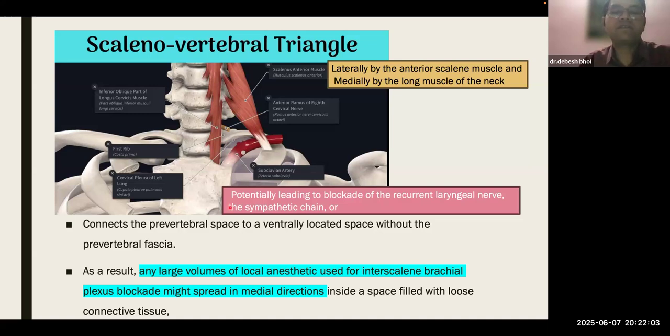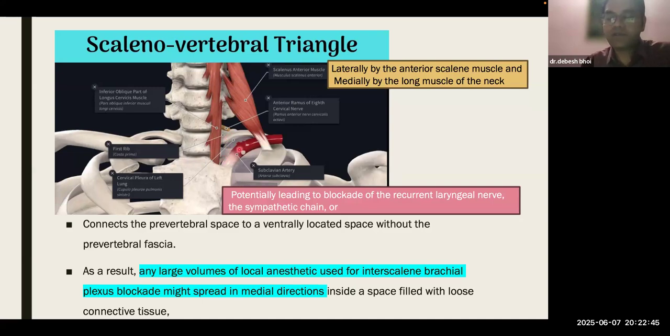Physically, it is bounded laterally by the scalene muscle, and medially we see the long muscle of the neck. This connects the prevertebral space to the ventrally located space without prevertebral fascia, because the prevertebral fascia is outside. So what happens when you deposit a drug at this level, crossing the prevertebral fascia? If you deploy a large volume of local anesthetic in this area, the brachial plexus blockade might spread in the medial direction, because this is a fat-filled space with loose connective tissue. That could potentially lead to blockade of the recurrent laryngeal nerve or the sympathetic chain, which is more medially placed.